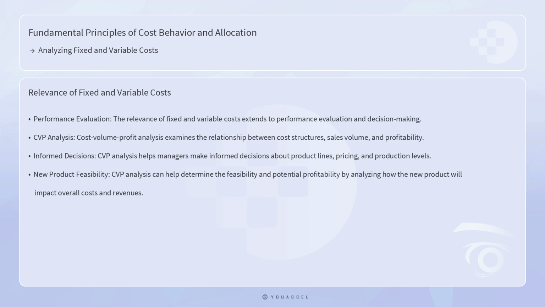The relevance of fixed and variable costs extends to performance evaluation and decision-making. Cost-volume profit analysis, which examines the relationship between cost structures, sales volume, and profitability, relies heavily on the understanding of fixed and variable costs. CVP analysis helps managers make informed decisions about product lines, pricing, and production levels. For instance, if a company is considering introducing a new product, CVP analysis can help determine the feasibility and potential profitability by analyzing how the new product will impact overall costs and revenues.